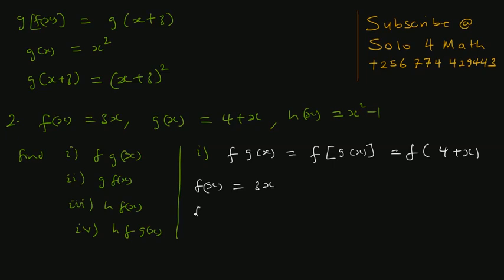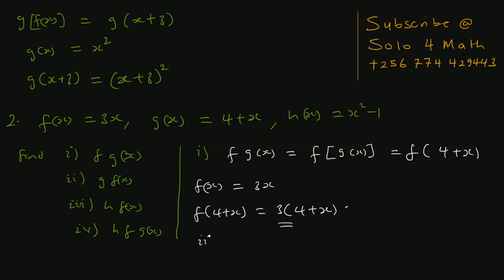So if you want f of 4 plus x, then where there is x, because this is x, meaning this is taking the position of x in this function. So even here it will take the position of x, which is 4 plus x. We can leave it there.